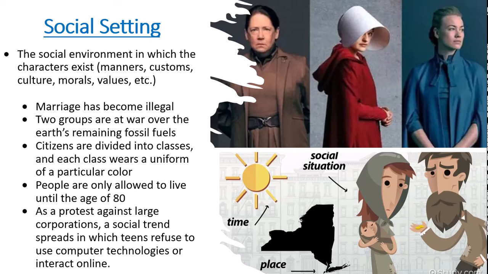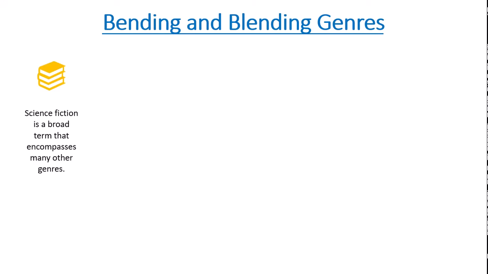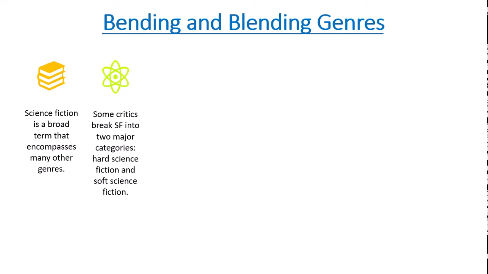So that is a really important component that I want you to look for in all the books that we're going to be reading: the bending and blending of genres. Science fiction is really, as you can kind of see so far, a broad term, and it really encompasses many other subgenres. Some critics break science fiction into two major categories: hard science fiction and soft science fiction. So we do have at least one book this term where we have a soft science fiction book. We have another one that is a little bit of hard science fiction and a little bit of soft science fiction kind of blended together.